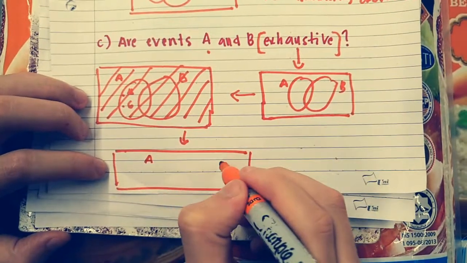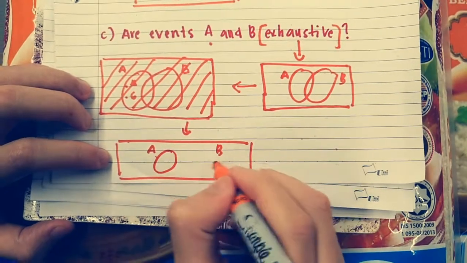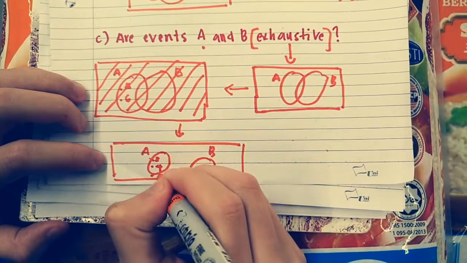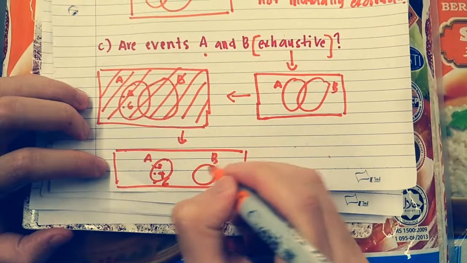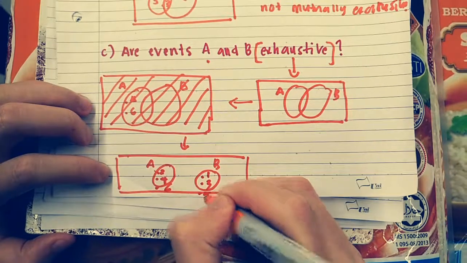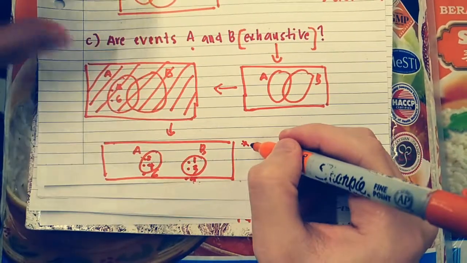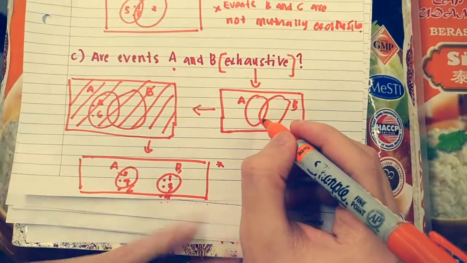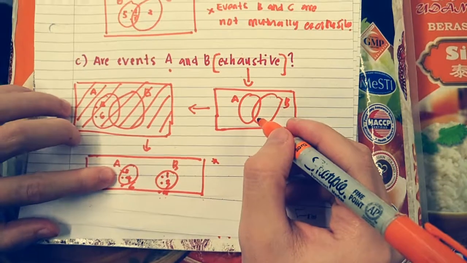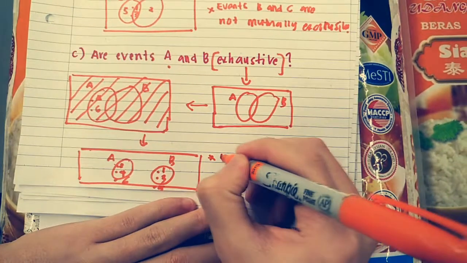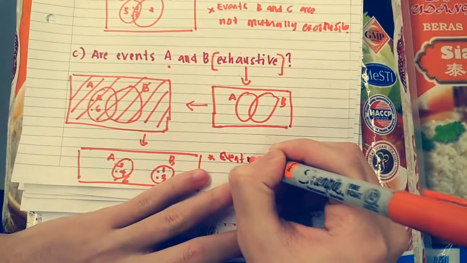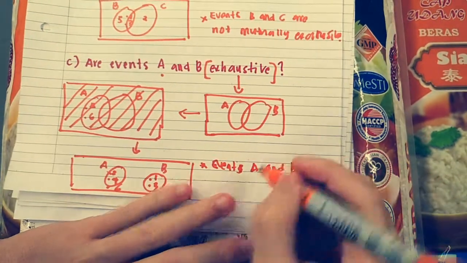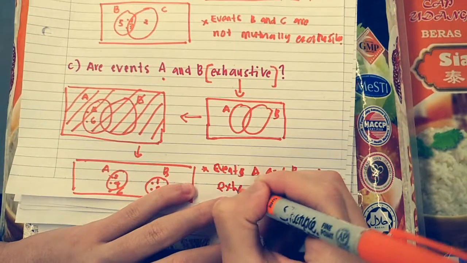A: 2, 4 and 6. B: 1, 3, 5. So these events are not exhaustive. For exhaustive, we need to have some intersection. For this Venn diagram, there is no intersection between A and B. So events A and B are not exhaustive.